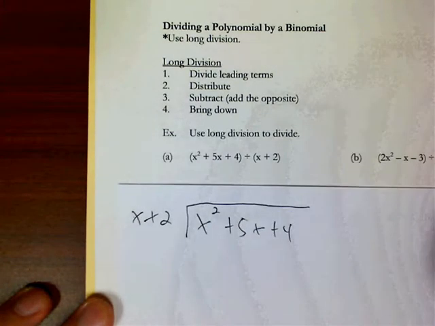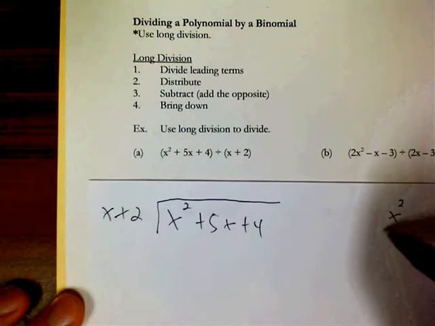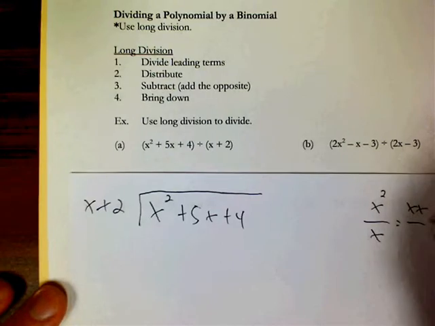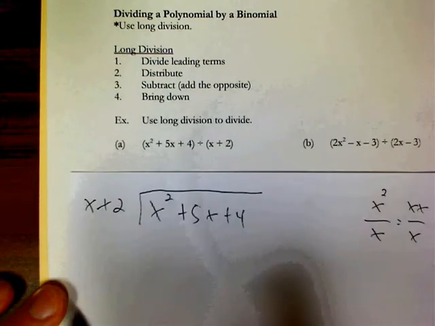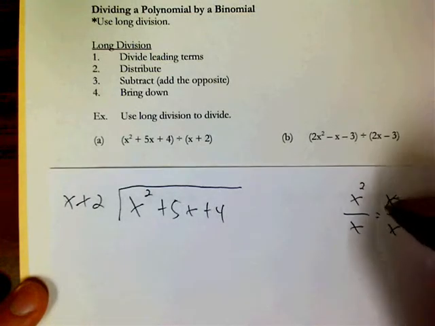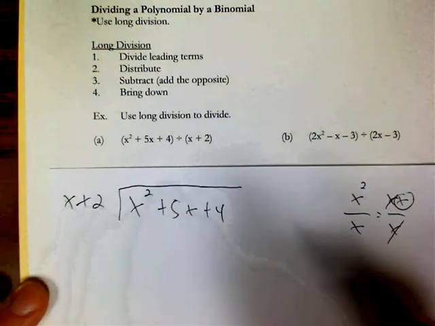Now if you need to, come over here to the side and do that. Now if you need to rewrite x squared as x times x, that's fine. Now, we're dividing x into x squared. That's what I'm doing over here. So this x is going to cancel with that x, leaving an x. What that means is that x goes into x squared x times.